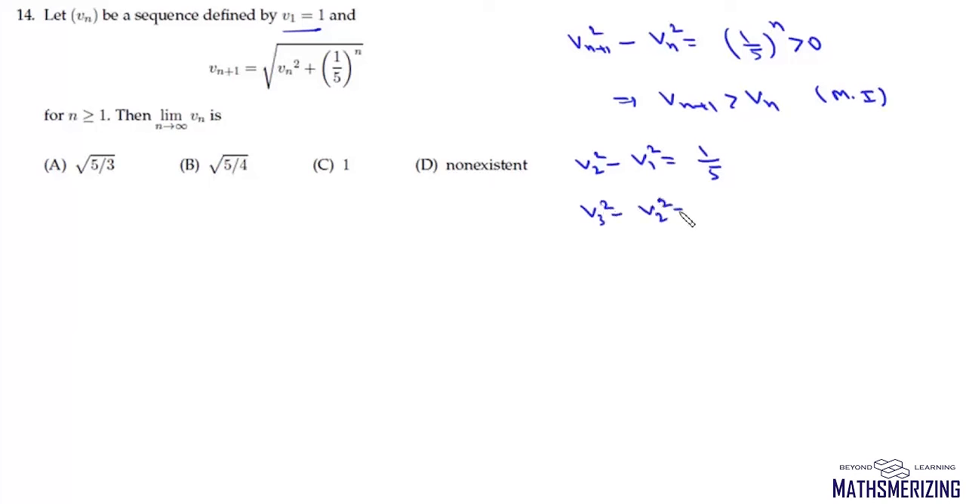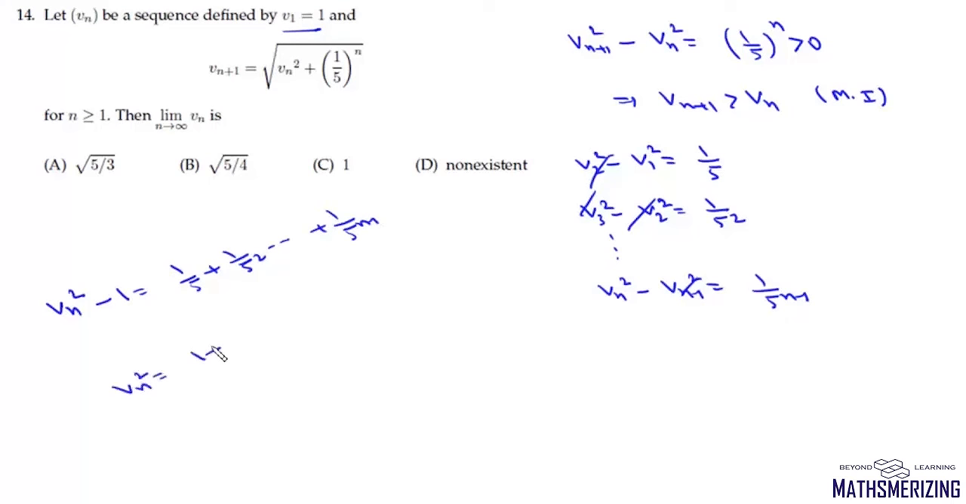V3 square minus V2 square is 1 upon 5 square, and then Vn square minus Vn minus 1 square will be 1 upon 5 to the power n minus 1. Now we'll add everything. We can write Vn square minus V1 square, which is 1, and it'll be 1 by 5 plus 1 by 5 square up to 1 upon 5 to the power n minus 1, that is Vn square is 1 plus 1 by 5 up to 1 upon 5 to the power n minus 1.